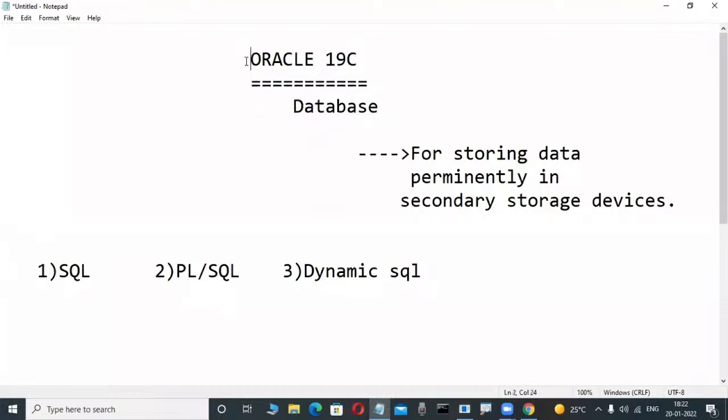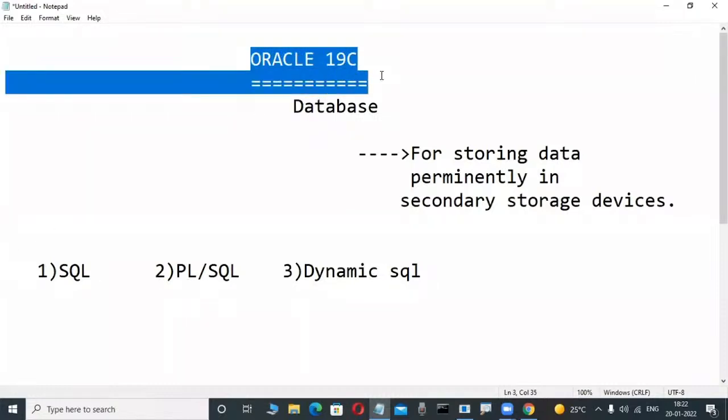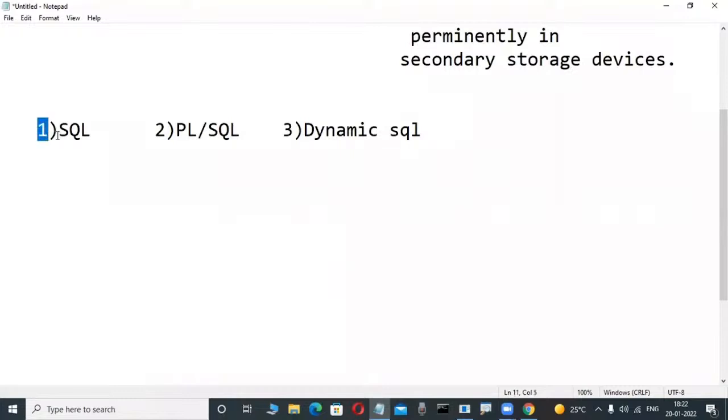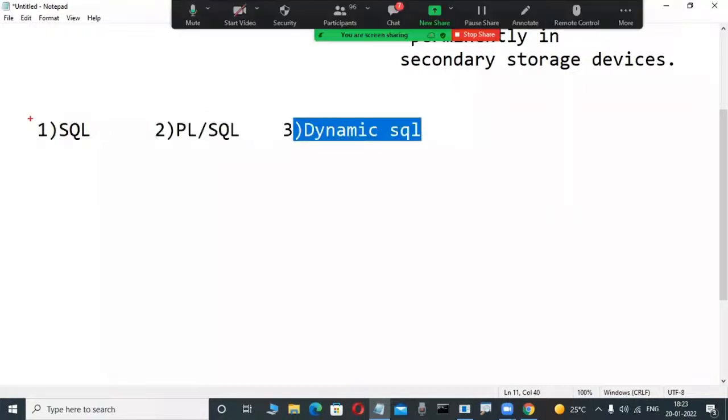That's why observe here, Oracle is a product from Oracle Corporation. If you want to operate this relational database product, which languages are we learning? One is the SQL language, another one is PL/SQL, another one is dynamic SQL. These three languages we are learning in our course.